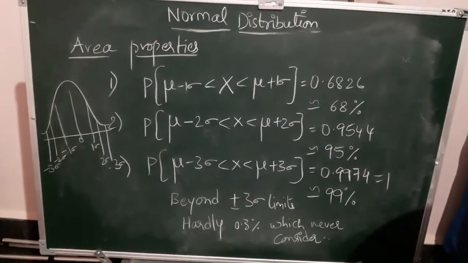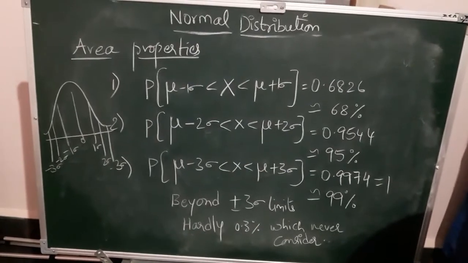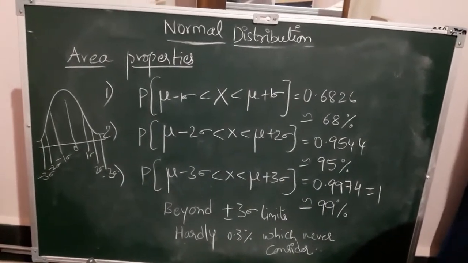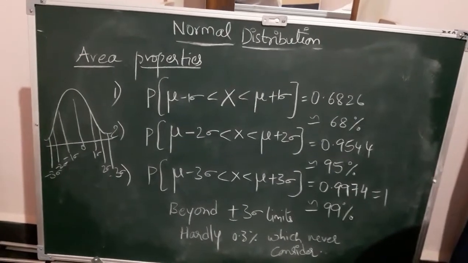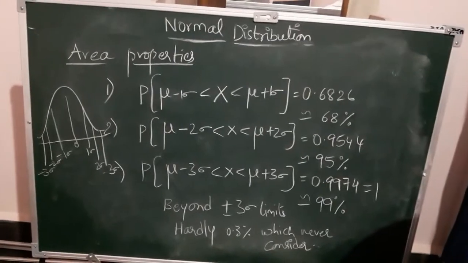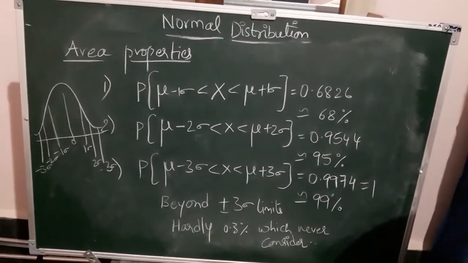Q1 equals mu minus 0.6745 sigma, where 0.6745 is 2 by 3 sigma, the quartile deviation. And Q3 equals mu plus 0.6745 sigma. And property number 11: the total area under the normal curve is equal to 1.